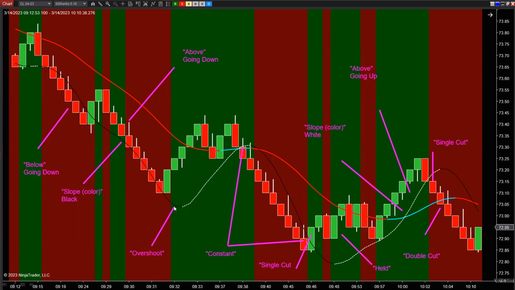Overshoot condition. What does that mean? It's an example of what? Oversold or overbought. Or what's the common terms? Overbought or oversold. Okay. You double cut right here, and then the smart price band stays constant through this whole thing.